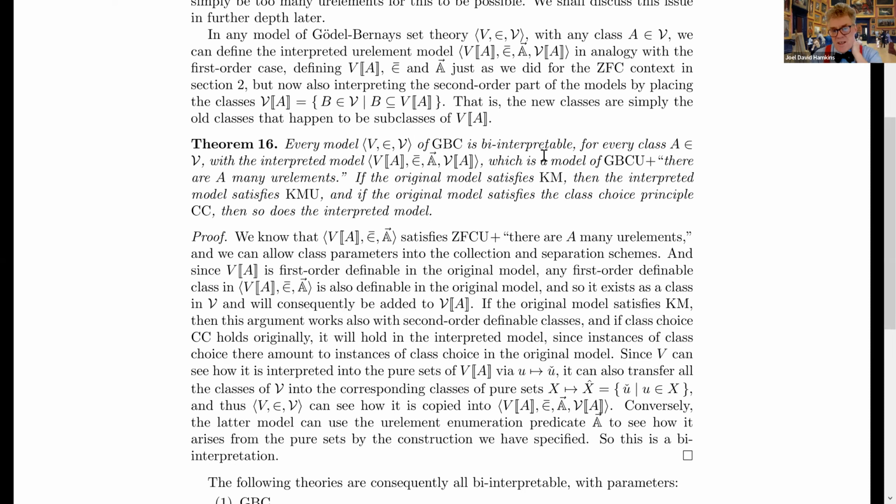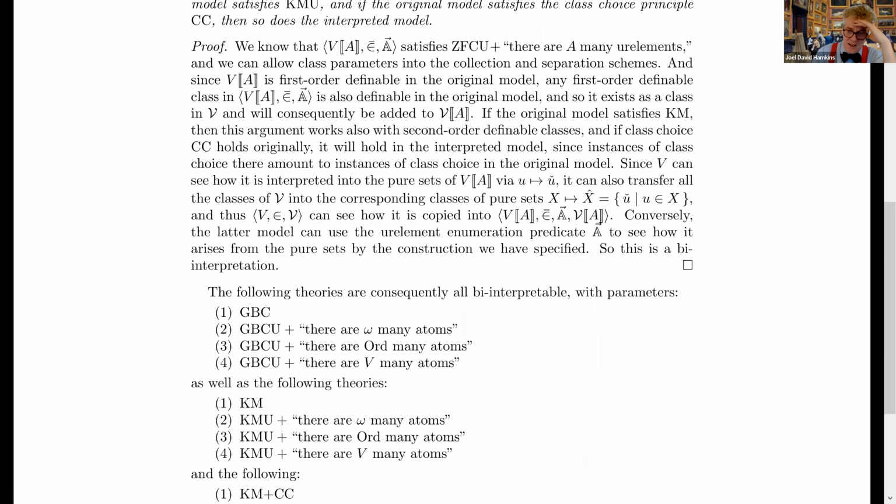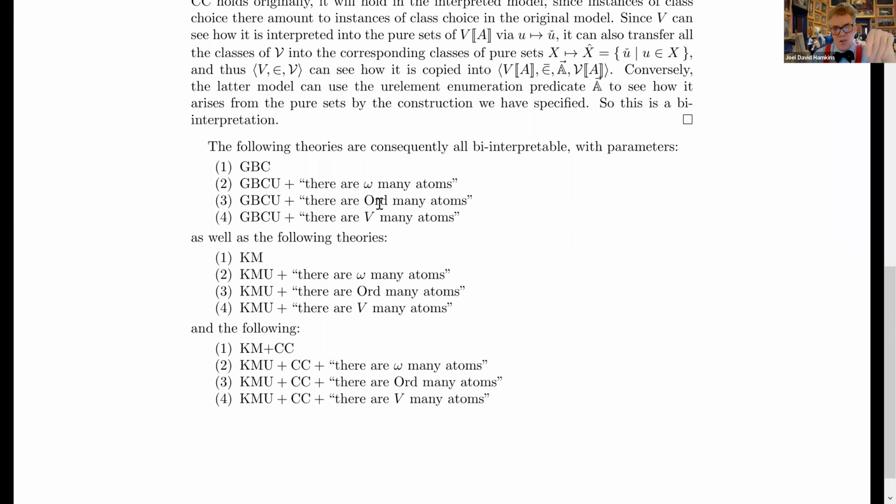It also works with KM and KM plus CC. We get it in the urelement context as well. So that shows you that these theories are all bi-interpretable. We need class parameters to give us the urelement enumeration. So you can have GBC plus ord many atoms or V many atoms or whatever, and KM plus CC. All of these collections are bi-interpretable.